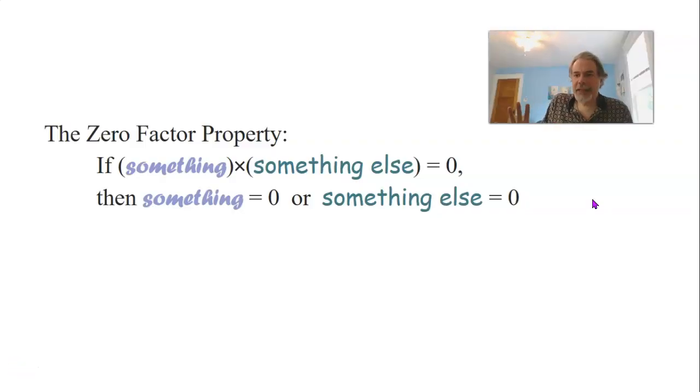And the key fact that this all depends on is something that we're calling the zero factor property. That's the fact that if you have two things multiplied together and the result is zero, the only way that can happen is if one of the two things you were multiplying was zero.